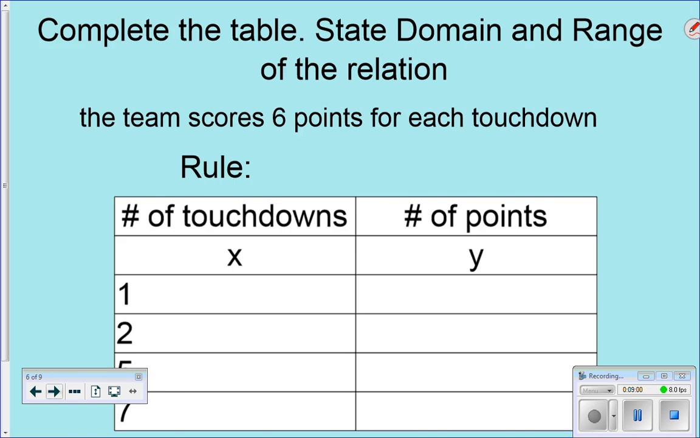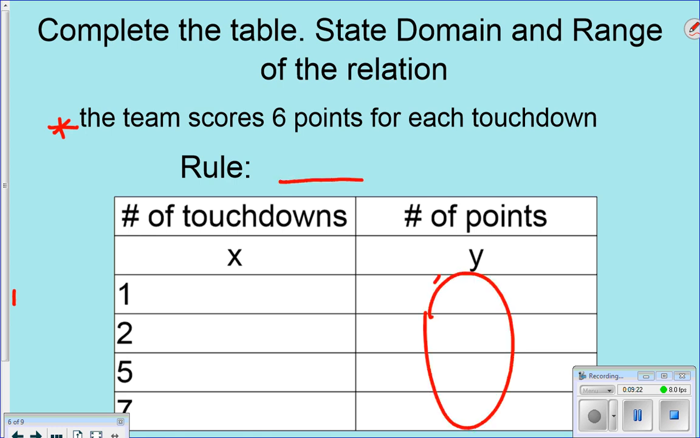All right, let's see if we got another one. Oh, no, we got a different one. Okay, complete the table. State the domain and range. I want you to complete this table, and then I want you to tell me what the rule is. So you should have 4 things over here. You can do it in your notebook, that's fine. It's probably a good idea to have some kind of example.